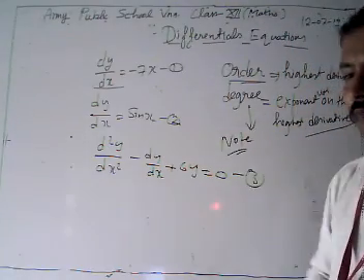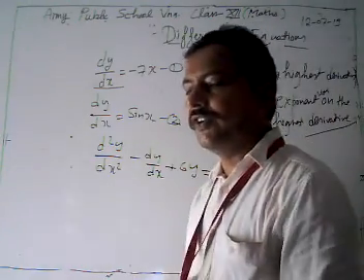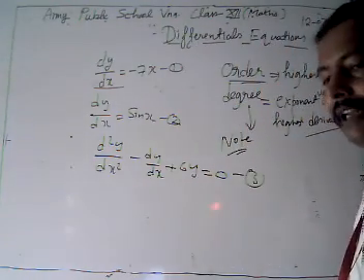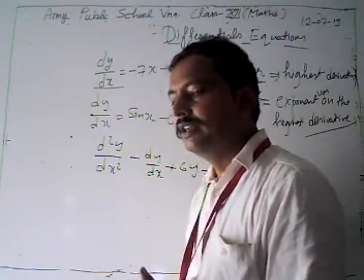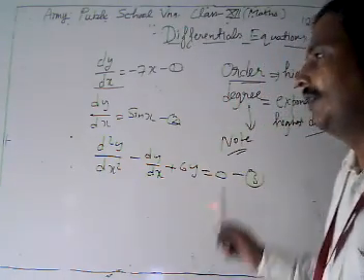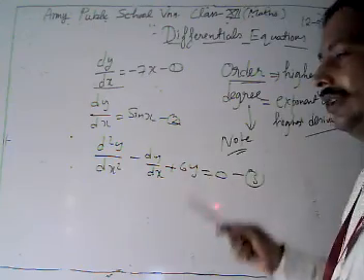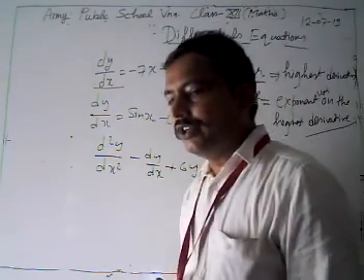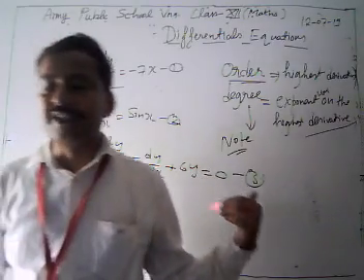I am revising again. What is the order of a differential equation? The order of a differential equation is the order of the highest order derivative. When we have a differential equation, we have to check which is the highest derivative. That highest order derivative gives the order of the differential equation, and the highest exponent on that highest order derivative gives the degree of our differential equation.